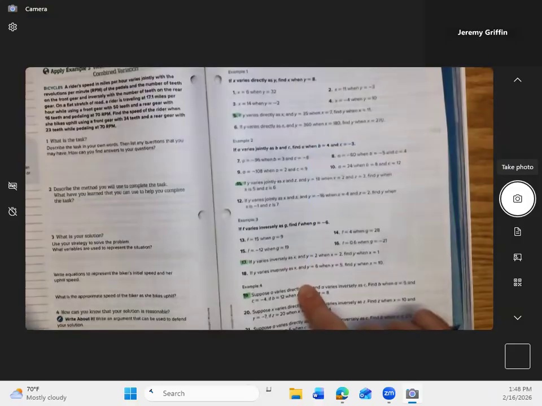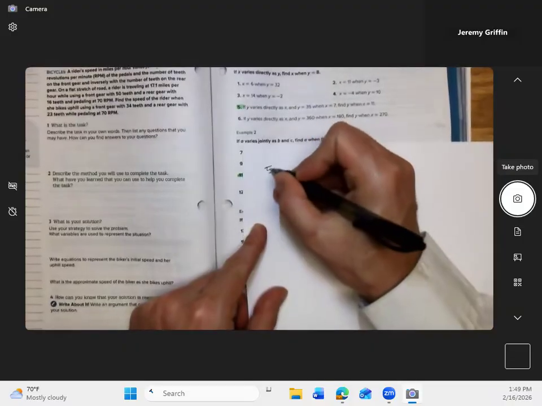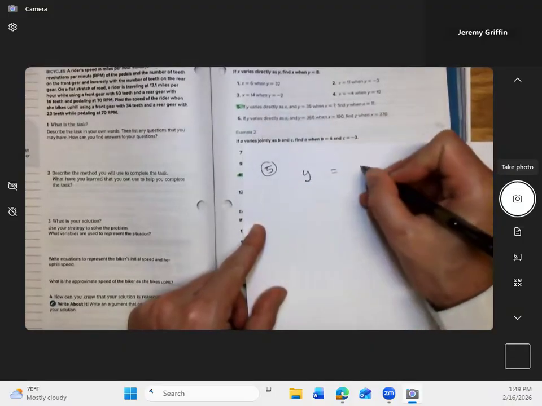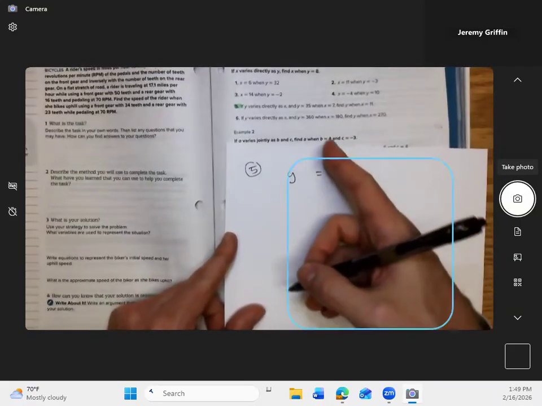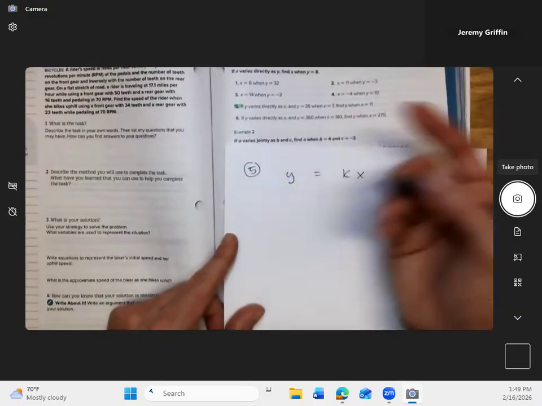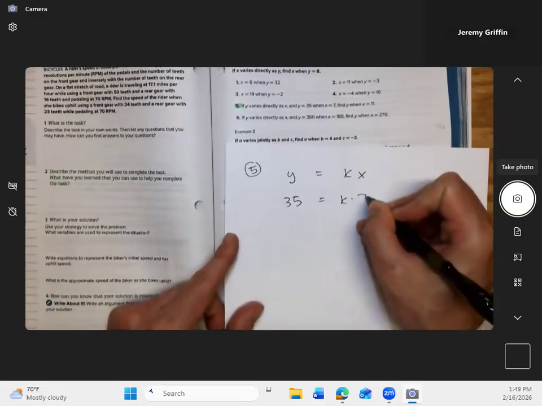The first few I highlighted are just abstract math, and later on I highlighted some word puzzles, so you'll see some of each. Number 5. Y varies directly as x. So I could say y equals kx, or y over x is equal to k, if you like. Y is 35 when x is 7.